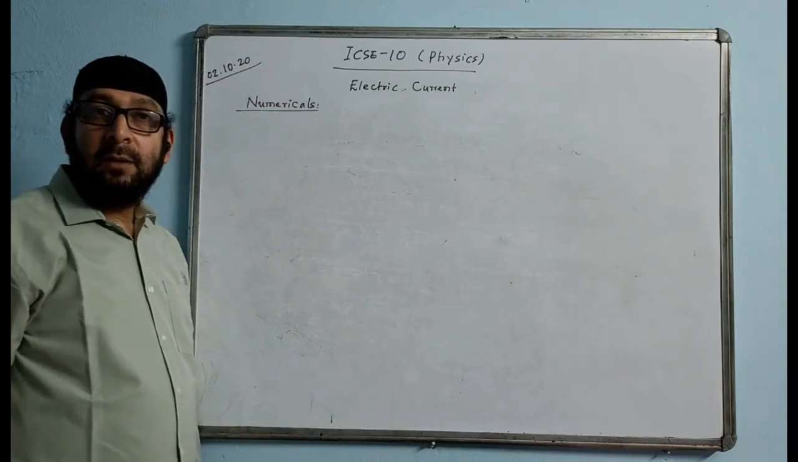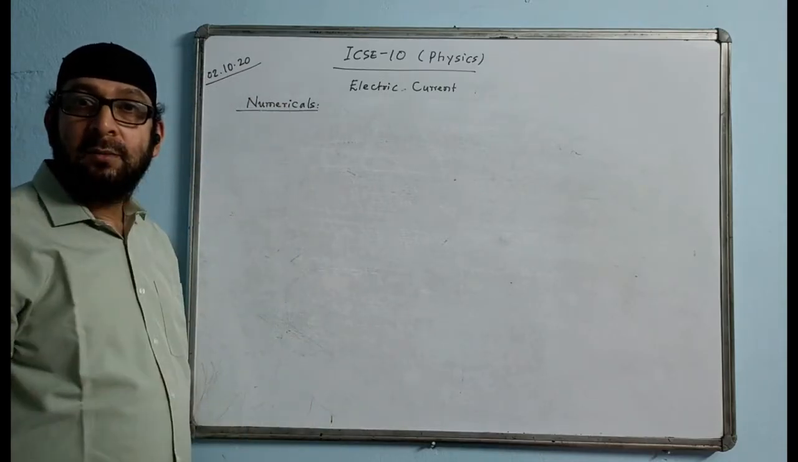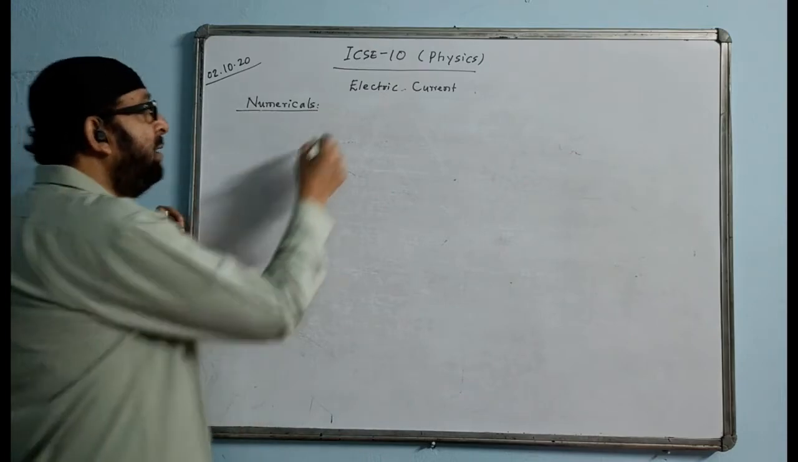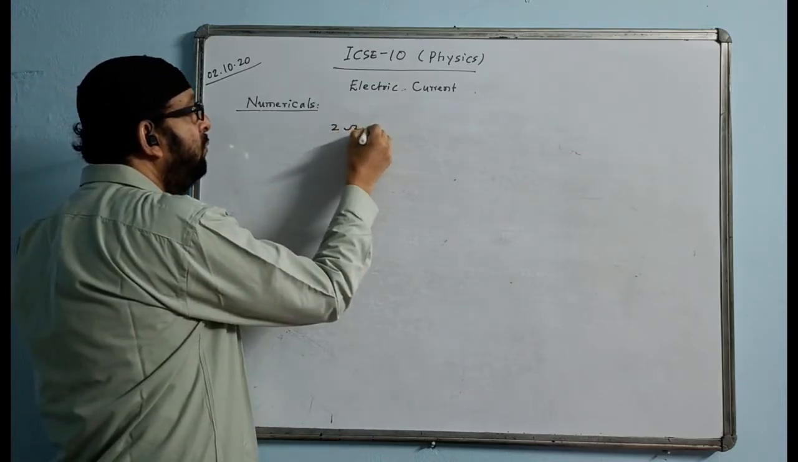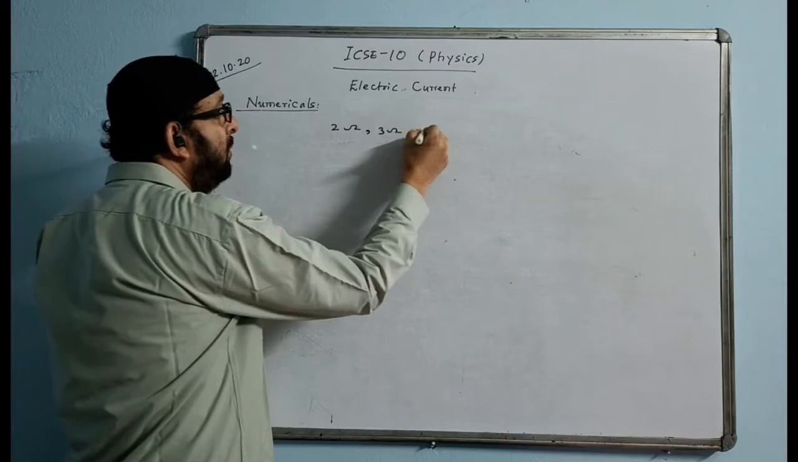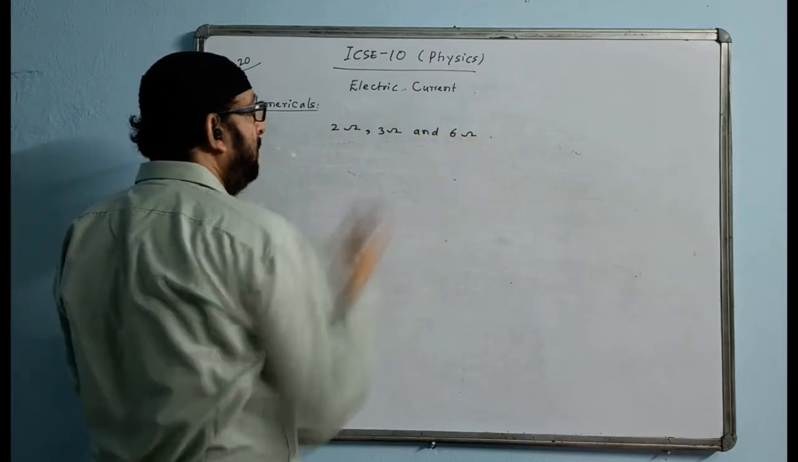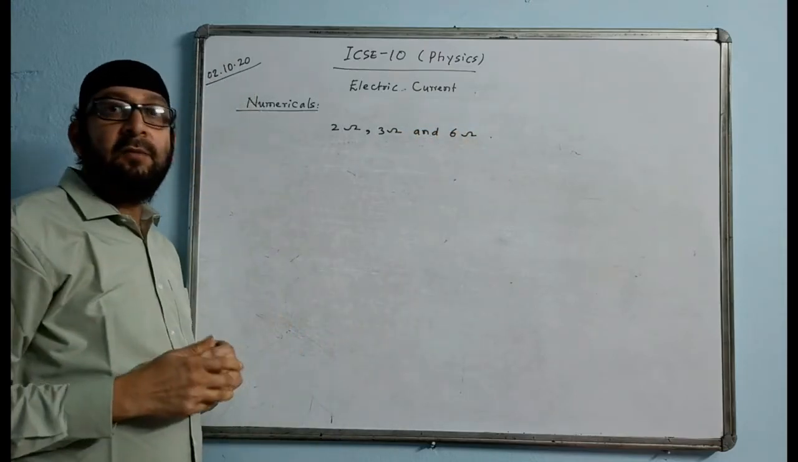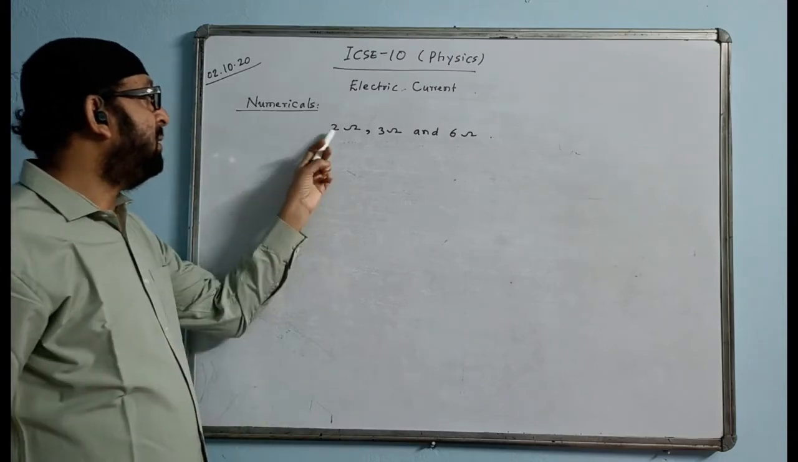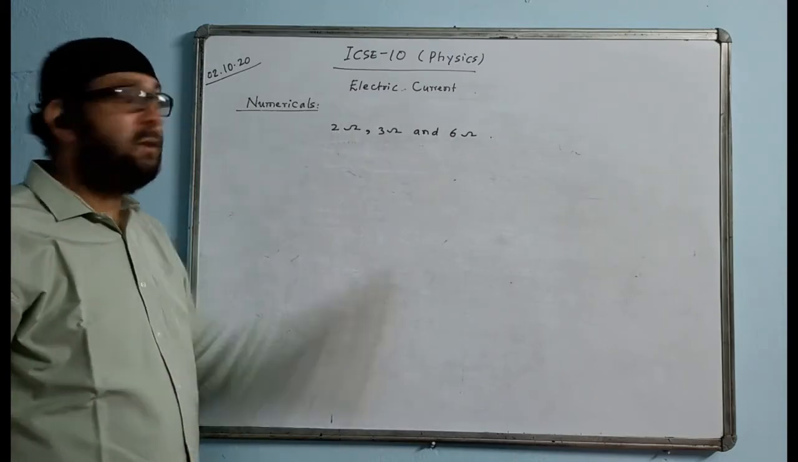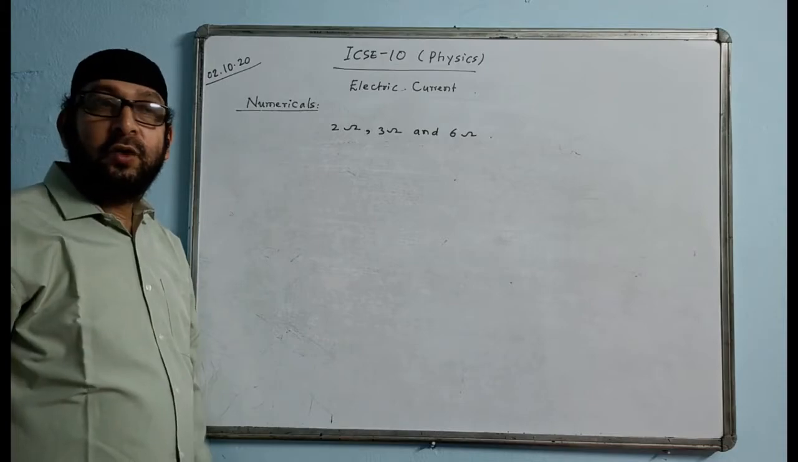You are given 3 resistors of 2 ohm, 3 ohm and 6 ohm. You are having 3 resistors of resistances 2 ohm, 3 ohm and 6 ohm. How would you join them?